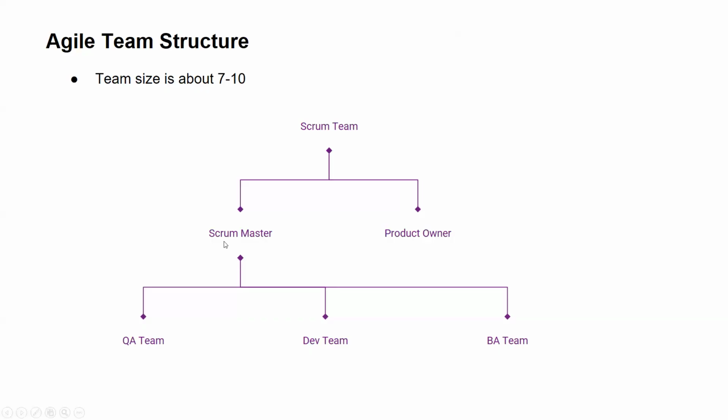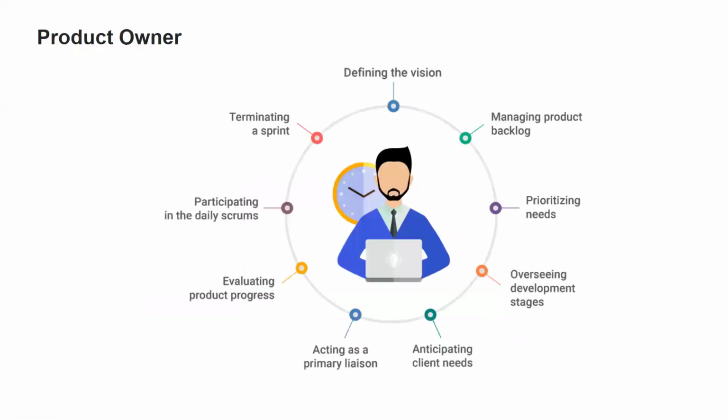Scrum Master will be the one who is sharing the concern with the product owner, and the product owner will go to the client and come back. Okay, the QA team, Dev and BA team will be sharing their feedback with the Scrum Master. Okay, that is the basic roles and hierarchy of an agile team.